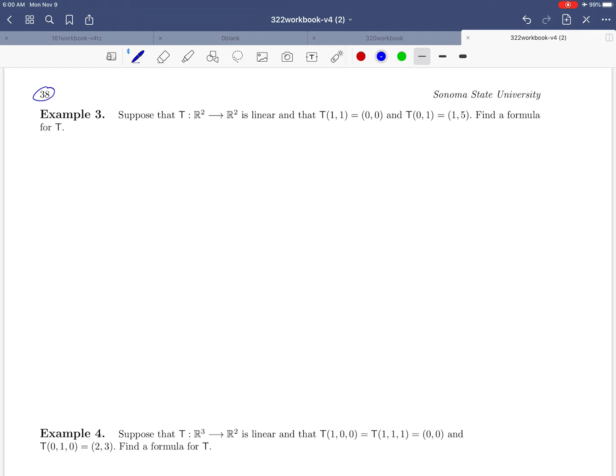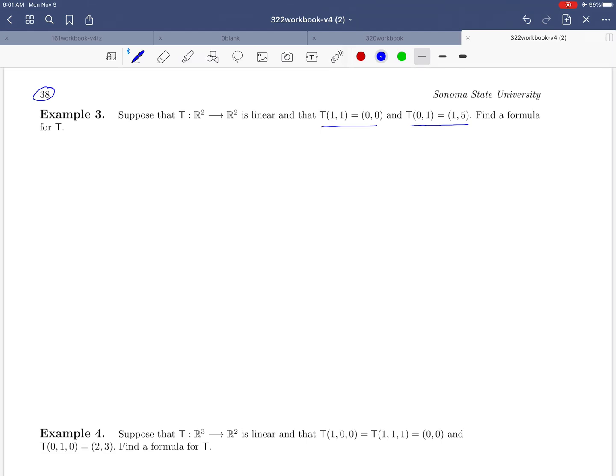So suppose that T from R2 to R2 is linear, and that T of (1, 1) equals (0, 0), and T of (0, 1) equals (1, 5). They'd like us to find a formula for T. Again, what this is saying is that if they give us just 2 points, they're telling us what happens if we substitute in 2 input values. That's supposedly enough information to figure out the formula for the entire transformation.